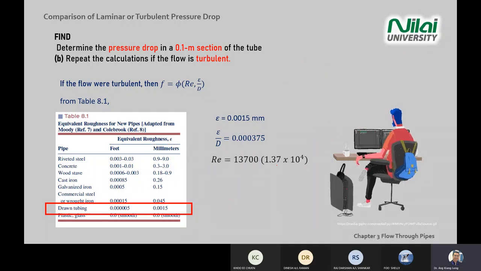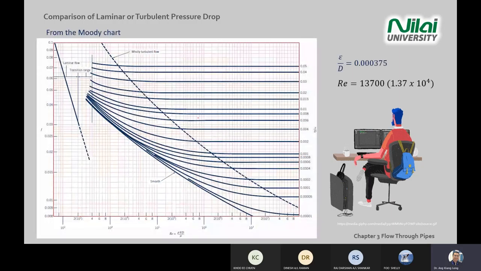All right, you substitute the values, you get the Reynolds number. You already calculated the Reynolds number. So the Reynolds number is 1.73 times 10^4. Why do you need to change to index form? Because in the Moody chart, which I will show you later, it is in powers of 10. I will paste the Moody chart on the screen now, and I am going to put the two numbers on the screen.